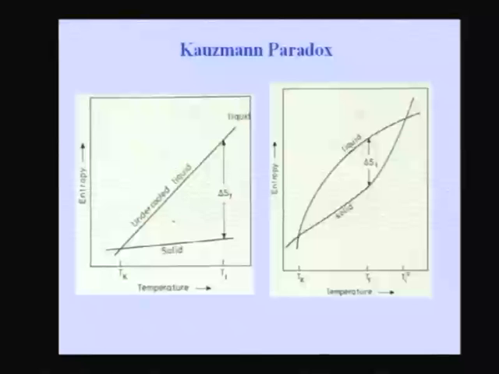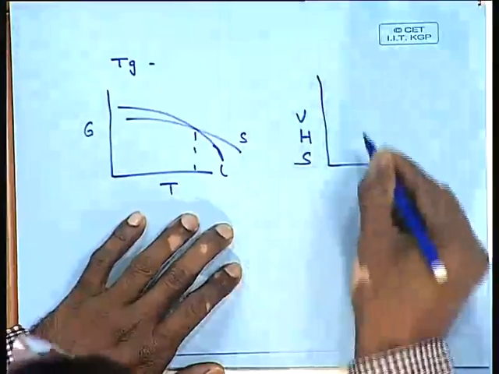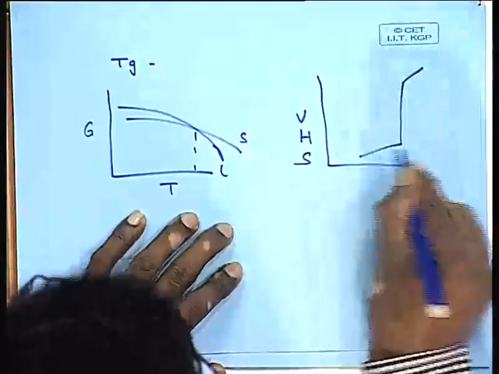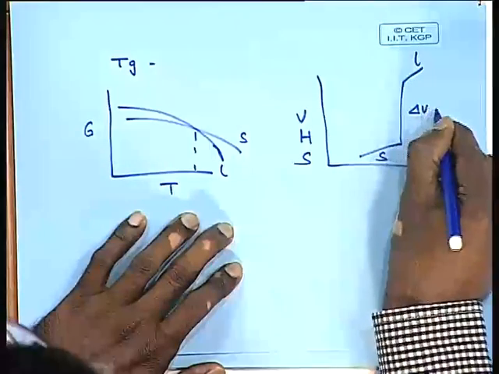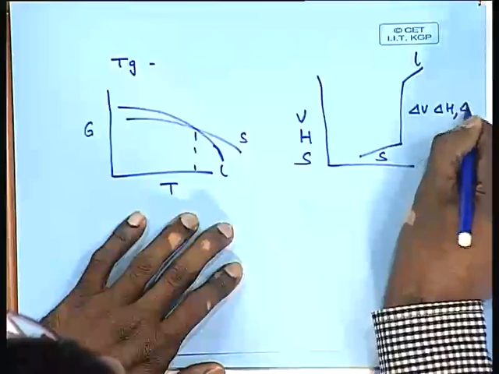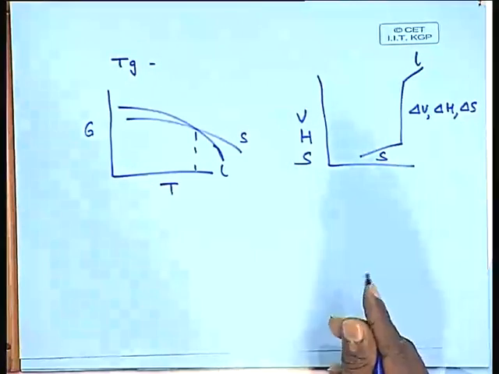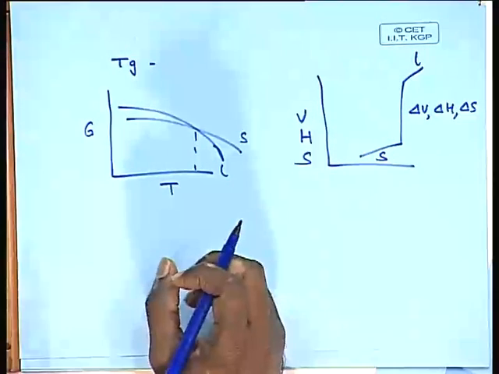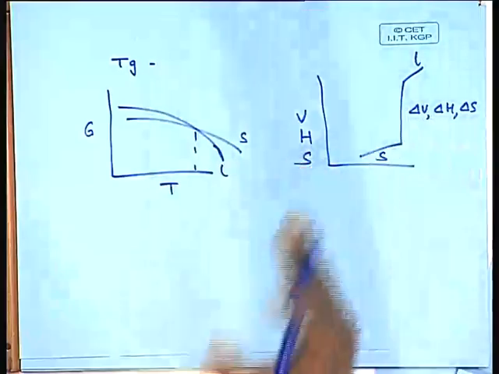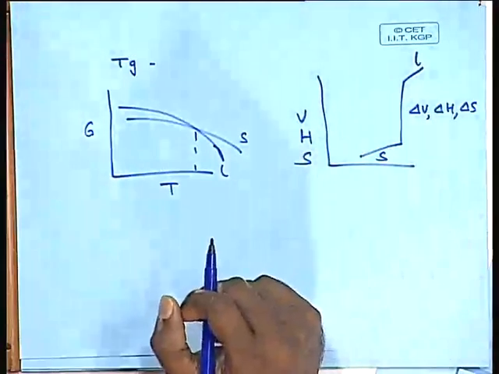Similarly, if I plot volume, or enthalpy, or entropy, I get the same situation. This is the liquid, this is the solid, and this is delta V or delta H or delta S of fusion. This is a typical first order transformation. That means the first differential of free energy is discontinuous at the transition temperature, and the transition temperature for us is the melting point.